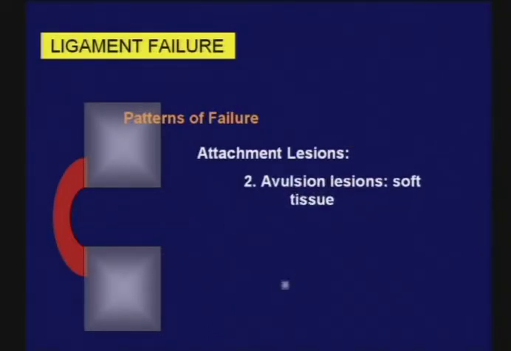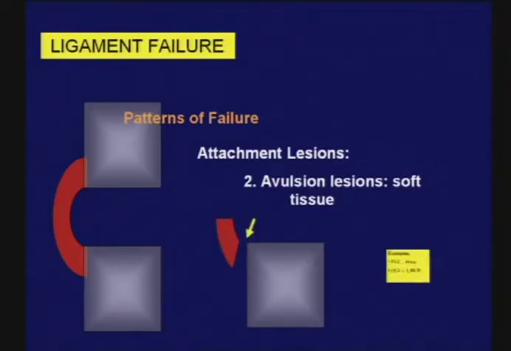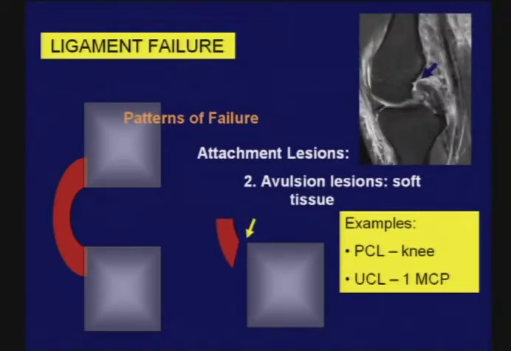The second pattern of failure, where a ligament attaches to bone, is an avulsion involving the ligament itself, the soft tissue. Here I show you an example of that occurring where the posterior cruciate ligament attaches to the femur. It is important to indicate in your report in these cases that the failure is right at the site of attachment, because these may be repaired relatively easily as compared to ligament tears that occur within the substance of the structure.